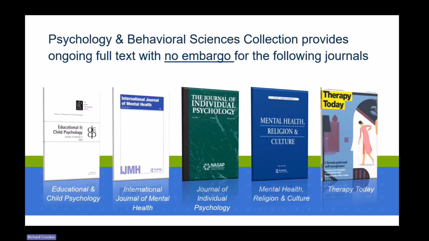And just to highlight some key journals that are also indexed, this database provides ongoing or active full text with no embargo for these journals. So Educational Child Psychology, International Journal of Mental Health, Journal of Individual Psychology, Mental Health, Religion and Culture, and Therapy Today. Also, Psychology Today, a leading psychology journal, is included in terms of active full text as well, as we'll see. So just a snapshot, some key titles. There are others out there, of course, and you can explore those in your own time, and I also refer you to the EBSCO.com website once more.